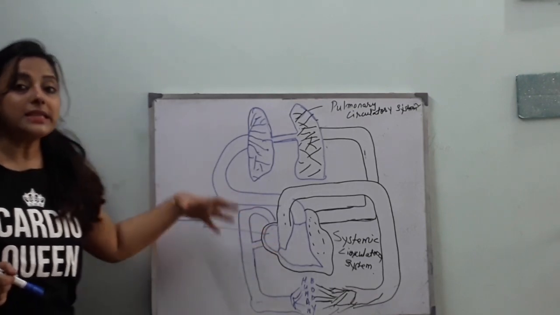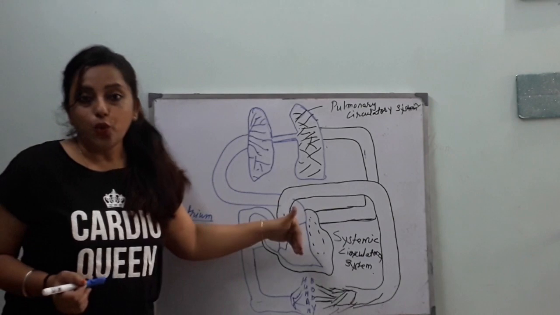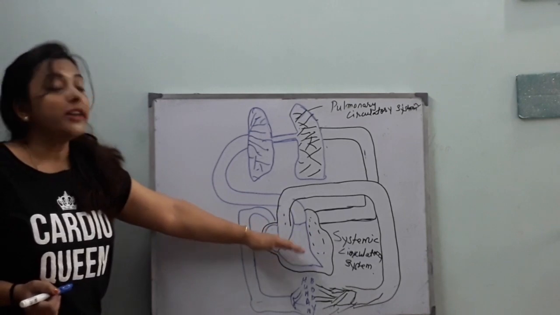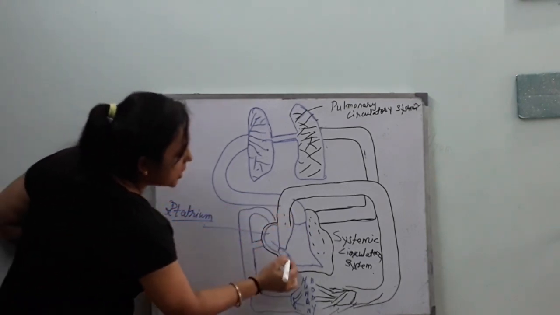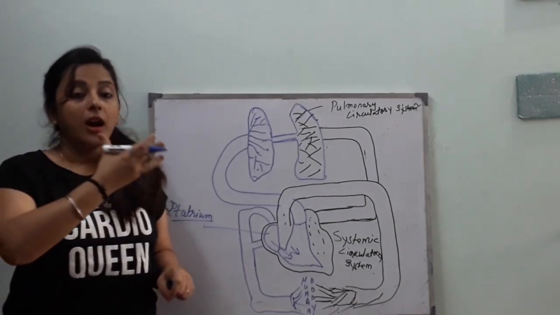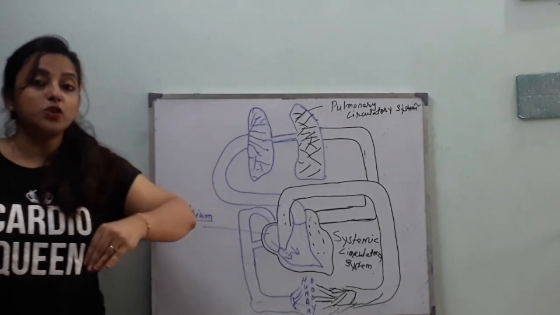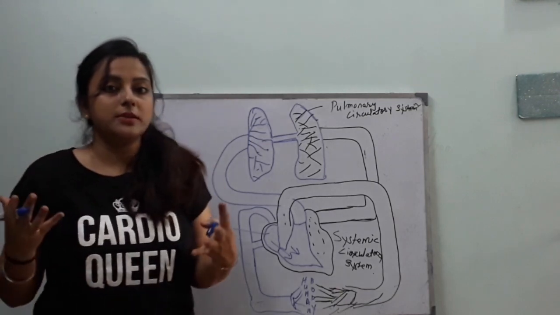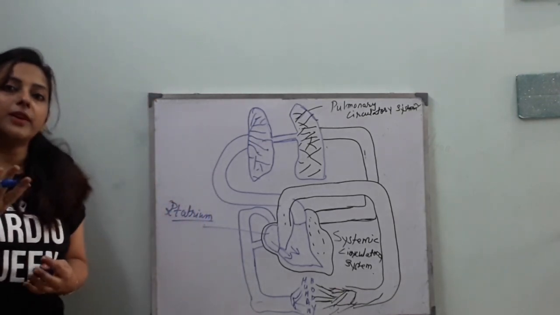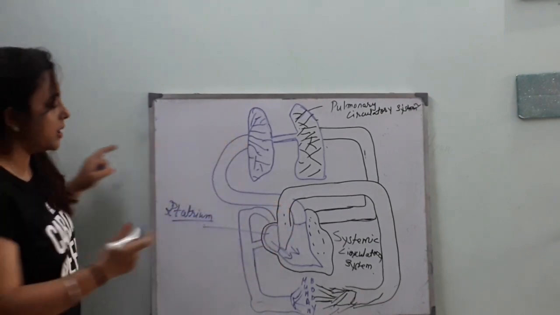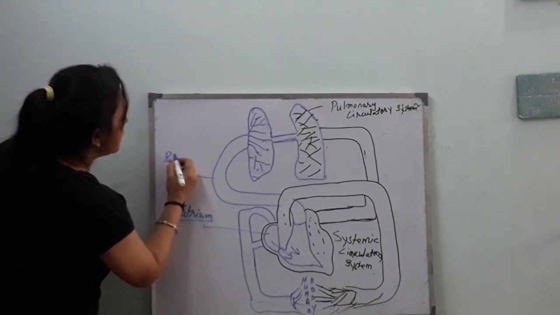Now what happens? This blood will go into the ventricles, into the right ventricle. When the right atrium contracts, it pushes the blood into the right ventricle, and when the right ventricle fills up with deoxygenated blood, it pumps out this blood through the pulmonary artery. See here, this is the pulmonary artery.